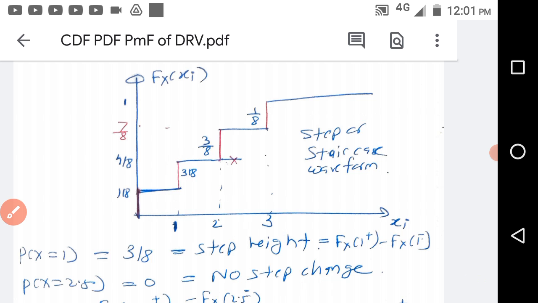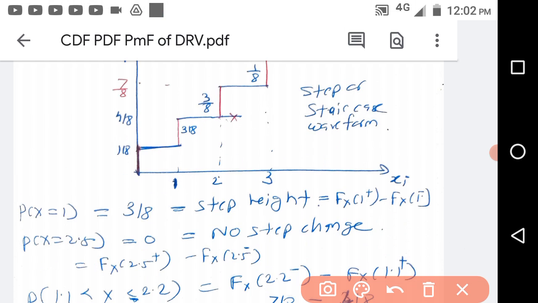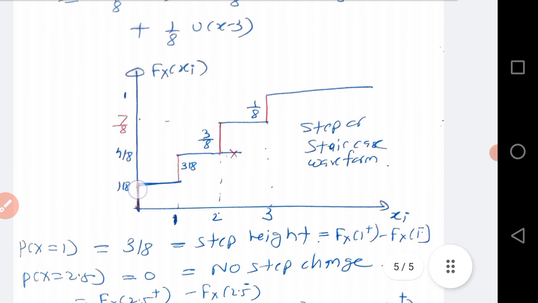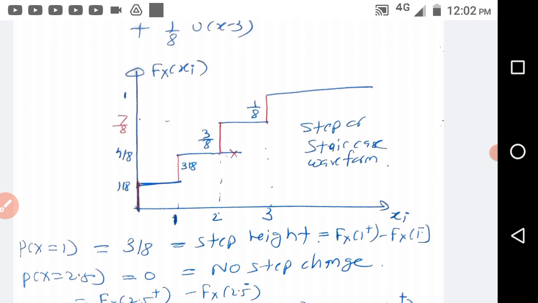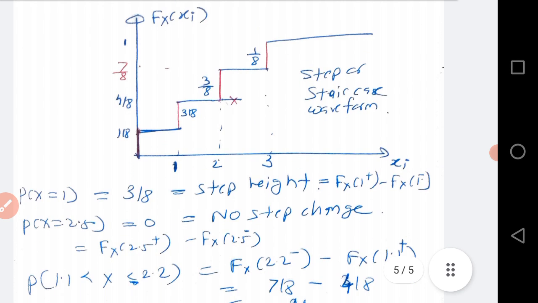So if you add here, 1 by 8, 1 by 8 plus 3 by 8 is 4 by 8, 3 by 8 plus 3 by 8 plus 1 by 8 is 7 by 8, finally it is 1. If you add all of these, 1 by 8, 3 by 8, 3 by 8, 1 by 8, it is equal to 1. So let us see how to find the probabilities if a CDF graph is given.